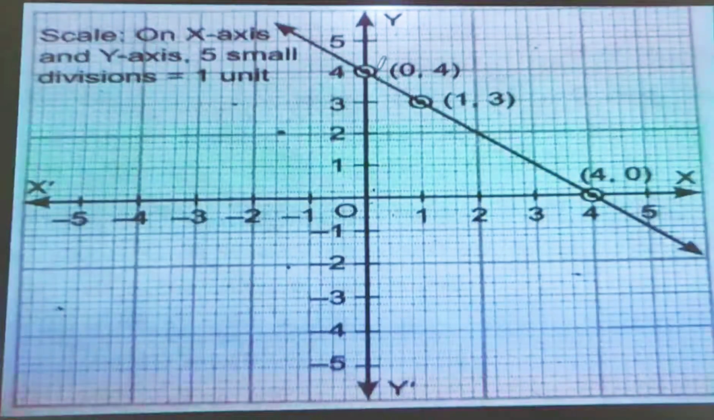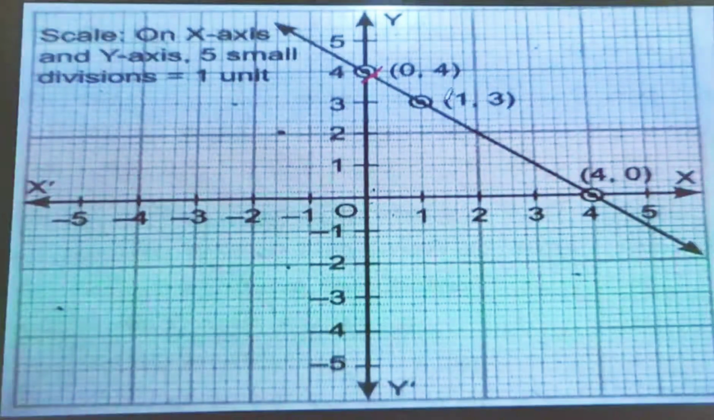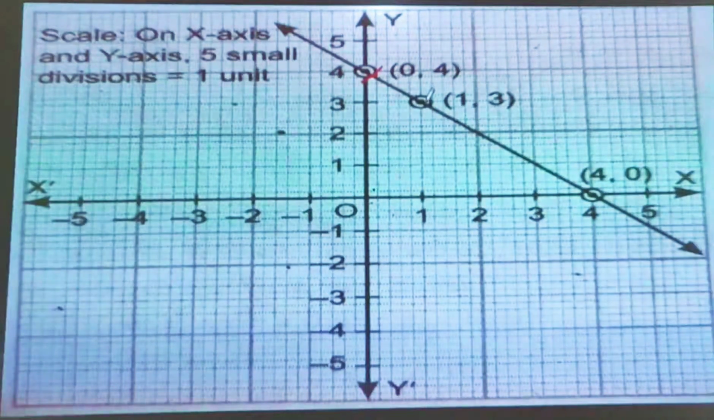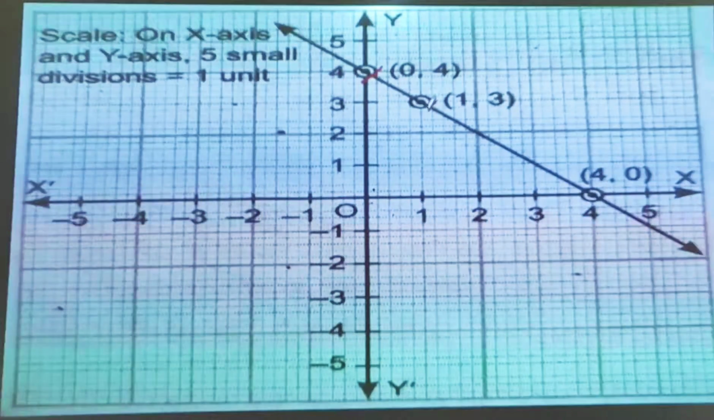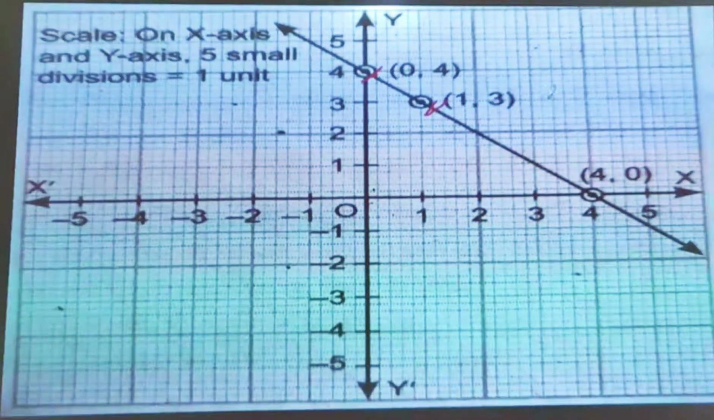So the point will come here. You can see the point is here, 0 and 4. Another plotting is when x value is 1, y is 3. So we can see here this is 1 and here this is 3. So you get the value here, that is 1 and 3. This is your point (1, 3).